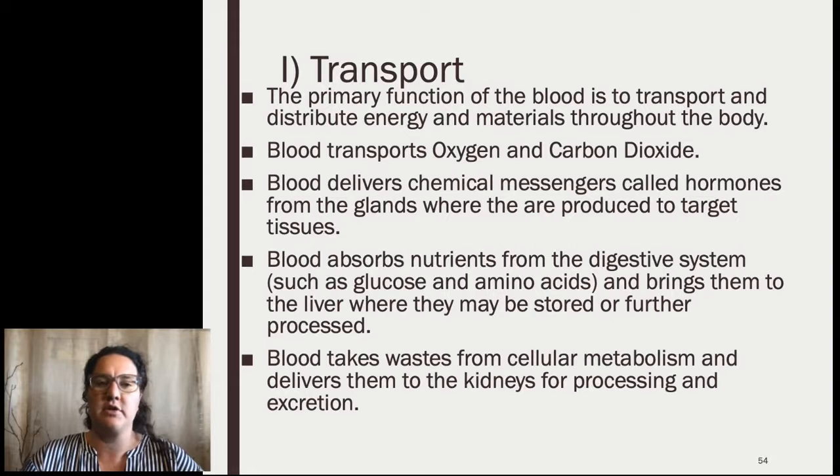So the primary function of the blood is to transport energy and materials throughout the body and distribute it as needed. One of the things it transports is oxygen to body cells and carbon dioxide away from body cells. It delivers hormones from glands where they're produced to the target tissues. It absorbs nutrients from the digestive system, such as glucose and amino acids, brings them to the liver where they may be stored or to the body cells where they need to be used. And it takes the wastes from cellular metabolism and delivers them to the kidneys for processing and excretion.